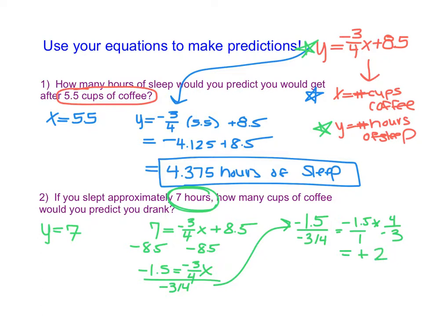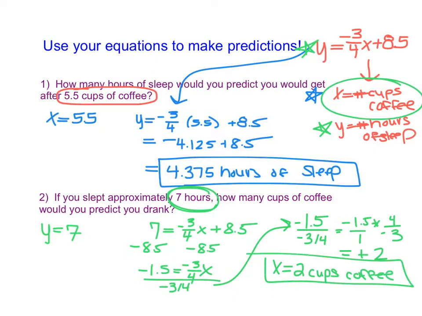So as a result, I then find that x is equal to 2, and then I think, okay, what does that 2 stand for in terms of the problem? Well, x is my number of cups of coffee, so this is telling me that if I got 7 hours of sleep, odds are that I drank 2 cups of coffee.